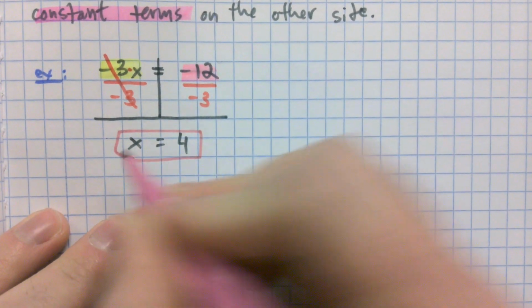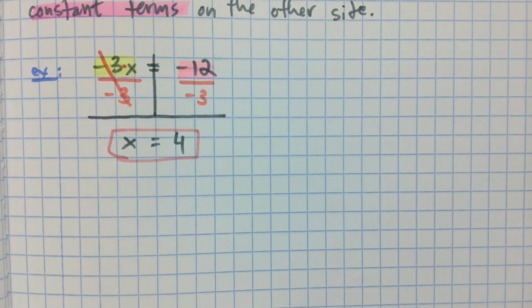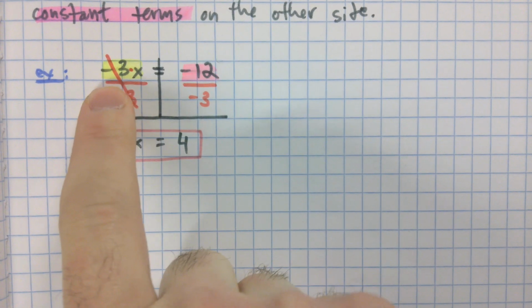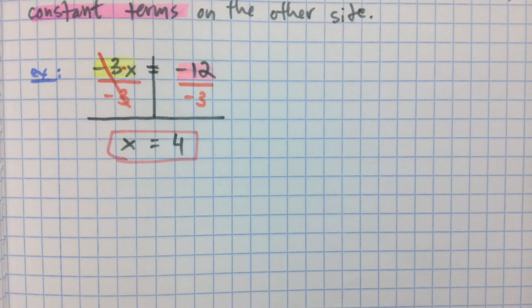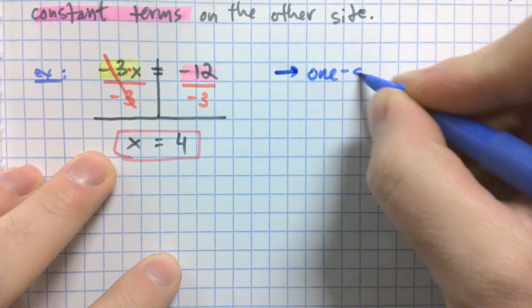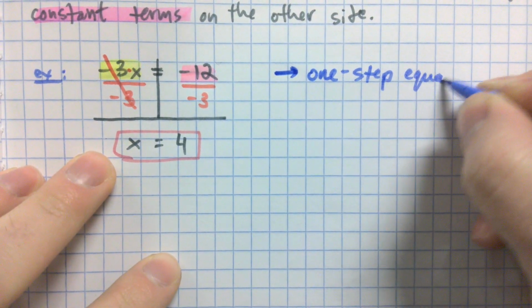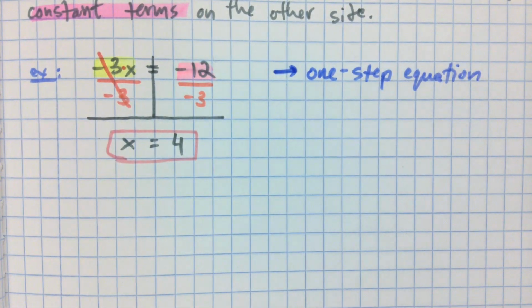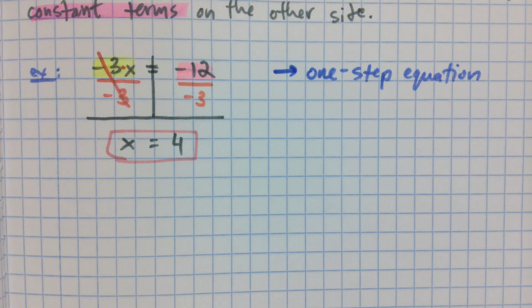So this is what we call a 1-step equation. The only step we have to do is dividing both sides by this number in front. Anyone remember what the number in front of a variable is called? Starts with a C. Coefficient, right? So in a 1-step equation, we divide both sides by the coefficient. It's a 1-step equation. We know it's a 1-step because we only have one term on the left, one term on the right. Okay?